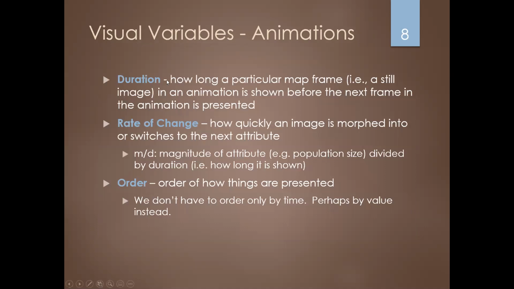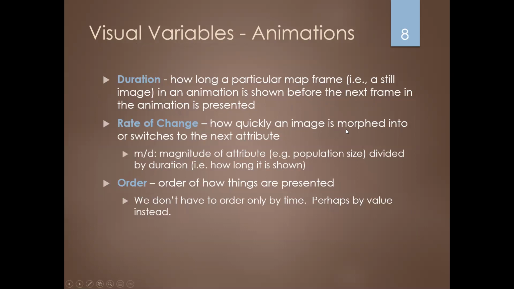First one, duration. How long a particular map frame in an animation is shown before the next frame in the animation is presented. I think this one is very straightforward, right? And the next one is called rate of change.